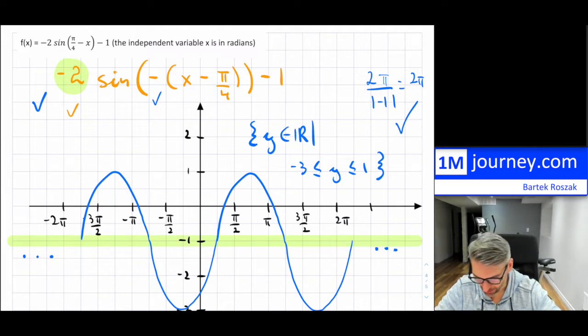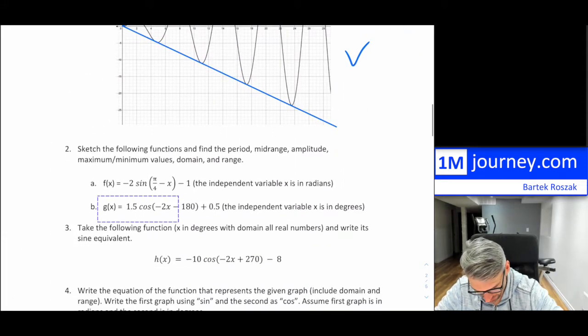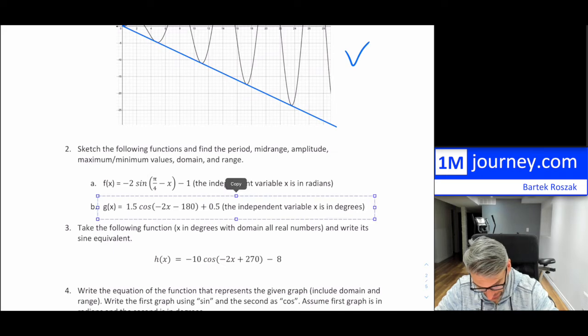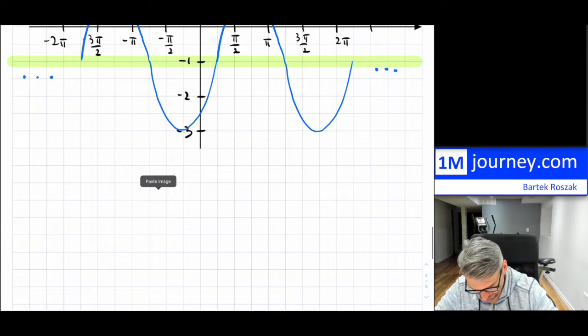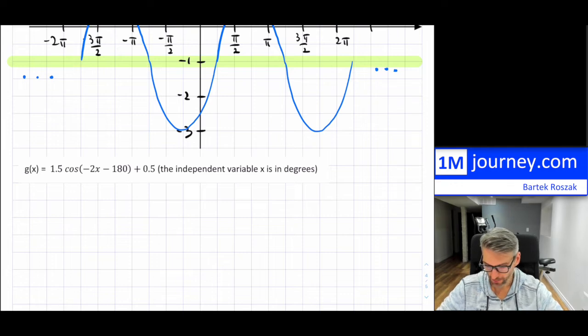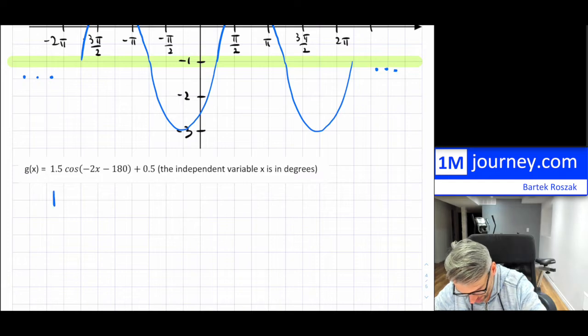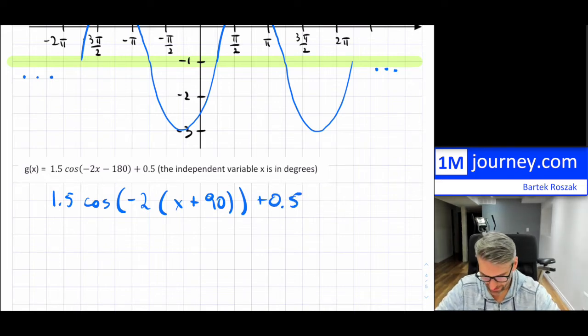Okay, let's take a look at that part B. They gave us another one. So here it is. This one is in degrees, so this is not going to really change anything for us. Let me paste it in here. Okay, so that's part B. So again, first let me rewrite it, 1.5 cos. I always like to just rewrite this x. It's going to be plus, you took out 2, so that's 90 plus 0.5. Okay. So we can do that.